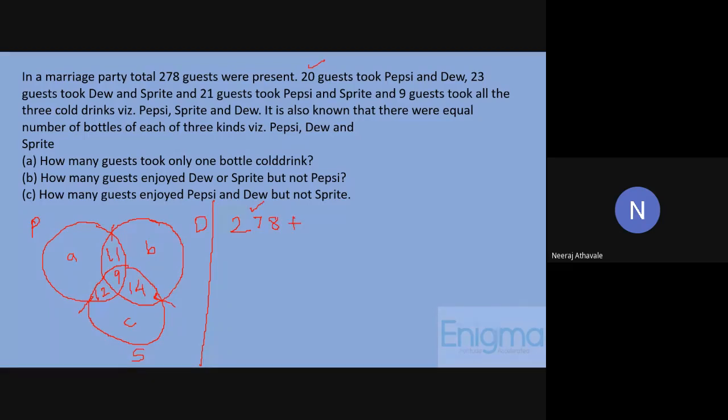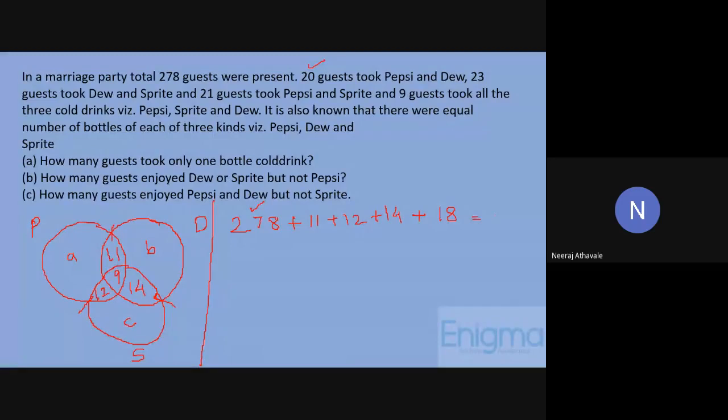So to count the second bottle, we will have to add them up. So 278 plus 11 plus 12 plus 14 plus. Okay. The 9 people in the middle, one bottle each is already counted, but they are going to drink two more bottles each. That means 9 twos are 18.